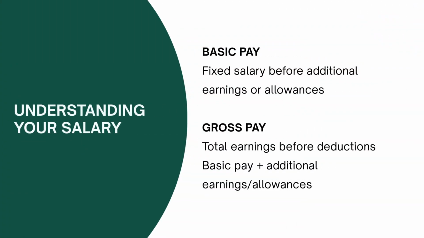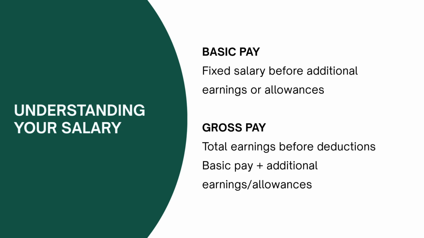So before we use the KRA Tax Calculator, let's first understand some of the terms that you come across when you're dealing with your salary or deductions. So first, we have basic pay, or the basic salary. This is the fixed amount of salary that you earn for your job, before adding any additional earnings such as allowances, house allowance, bonuses, or commissions.